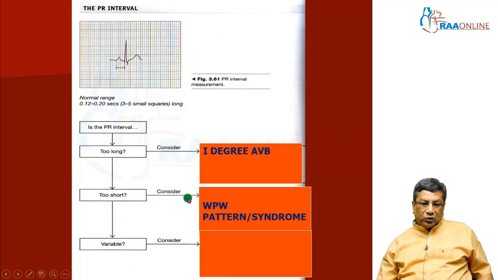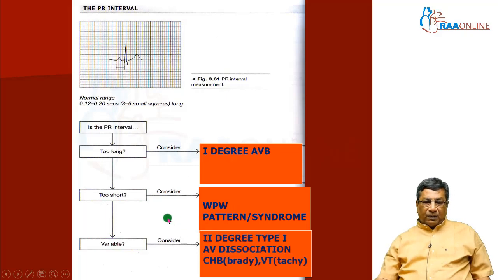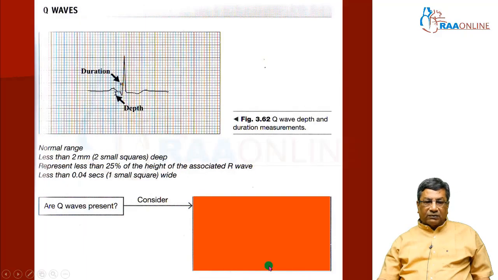If the PR interval is too short, it can be a WPW syndrome or pattern, with the presence of a Kent pathway bypassing the AV node. If the patient has a tachycardia, it is WPW syndrome. If the PR interval is varying, it could be an AV dissociation of either complete heart block or ventricular tachycardia. If the PR interval is not constant and is continuously varying, it is an AV dissociation. If it is a bradycardia, it is complete heart block. If it is a tachycardia, it's VT.